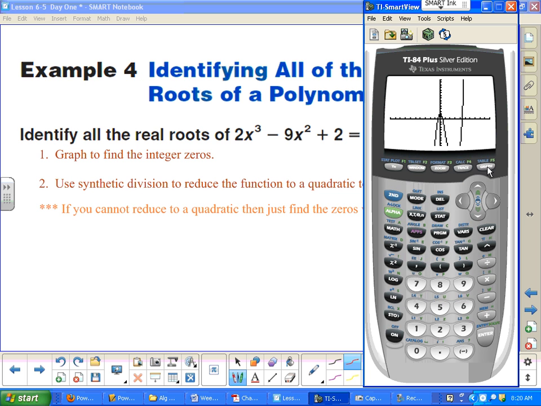Right? So let's go to our table, see if we can find any integer zeros here. Anybody find any integer zeros? There isn't any, right? Okay. So maybe we can guess and find some. Let's zoom in here. Let's go to zoom 4 for a second. Let's go to a smaller window.